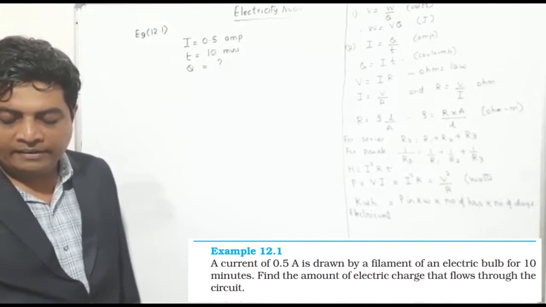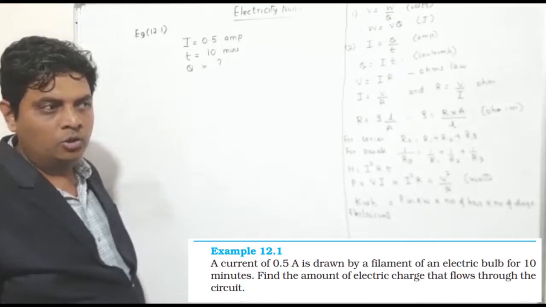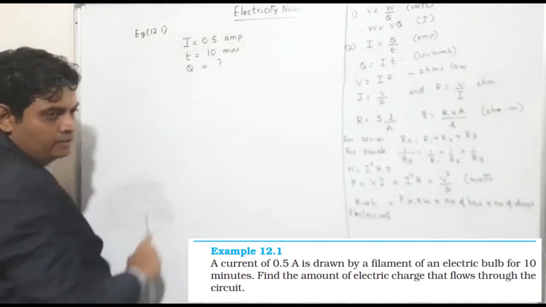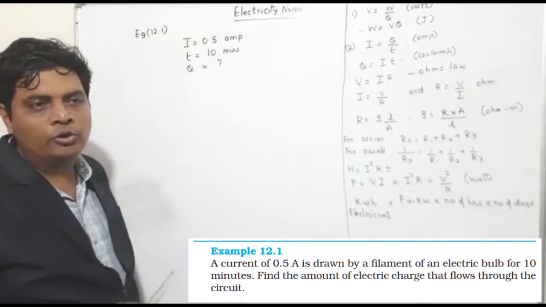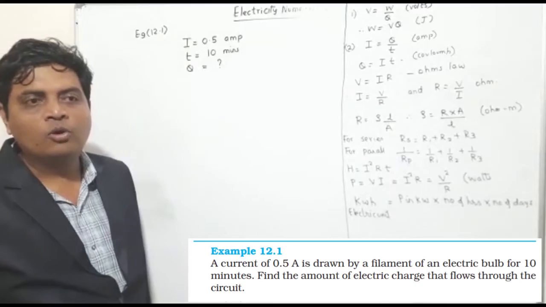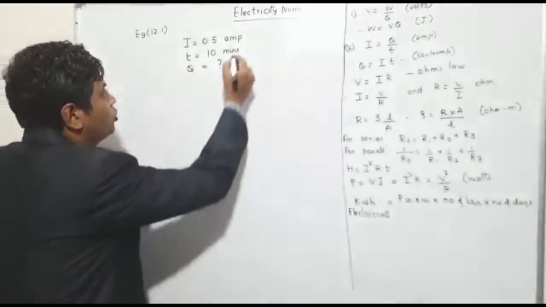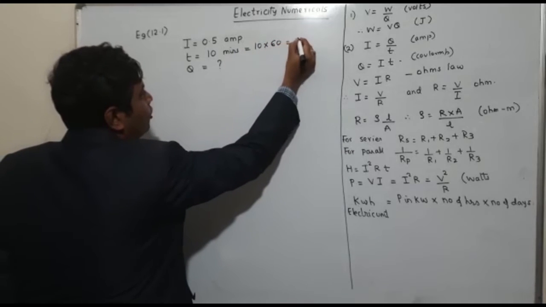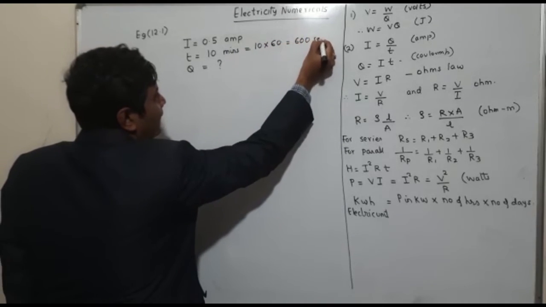Find the amount of electric charge that flows through the circuit. So current is given 0.5 ampere, time is 10 minutes. Now always remember, in SI unit your time is in seconds. So first you have to convert minutes into seconds. So this will be 10 multiplied by 60, which is equal to 600 seconds.